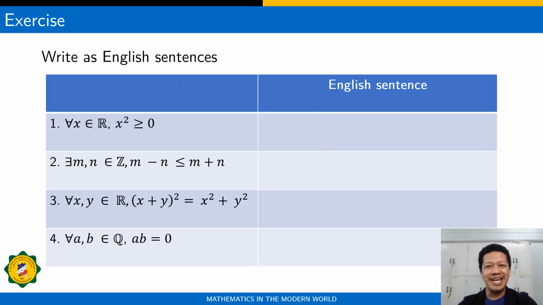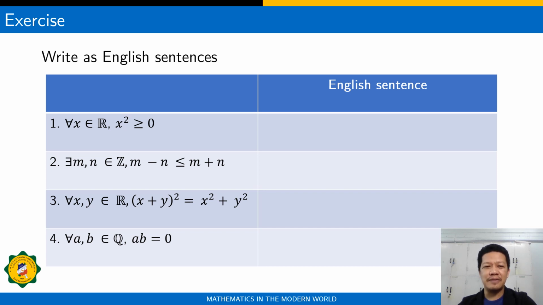How about translating mathematical symbols into English sentences? So you may actually do that by reading symbol by symbol, or there is actually a more formal way. So I will teach you on how to.